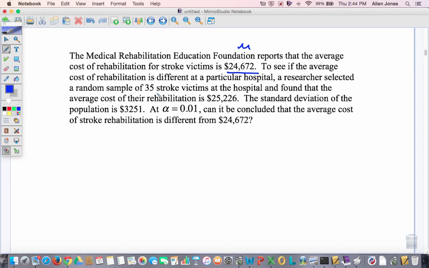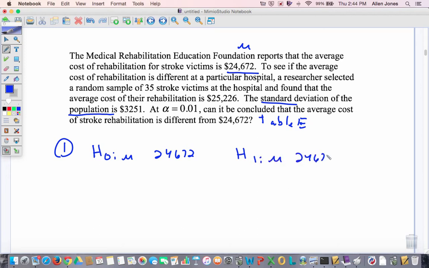The Medical Rehab Education Foundation reports the average cost of rehab for stroke victims is $24,672. So there's our population mean. To see if the average cost of rehab is different in a particular hospital, select a sample of 35, found the average cost of $25,226. There's our sample mean. The standard deviation of the population is 3251, at alpha equals 0.01. Can it be concluded the average cost of stroke rehab is different from 24,672?